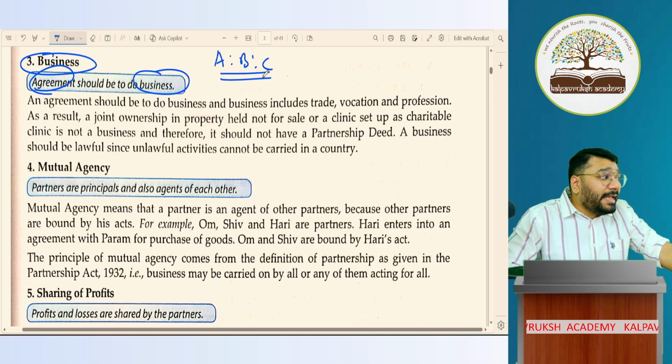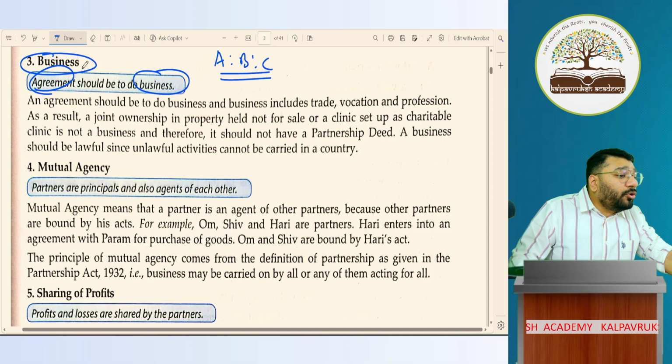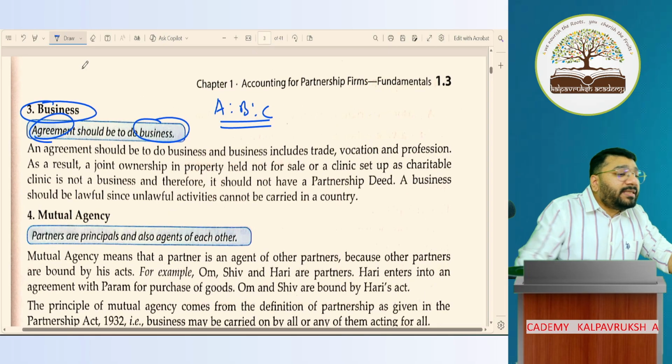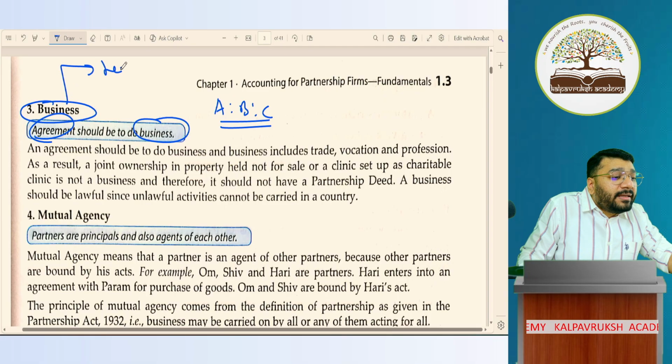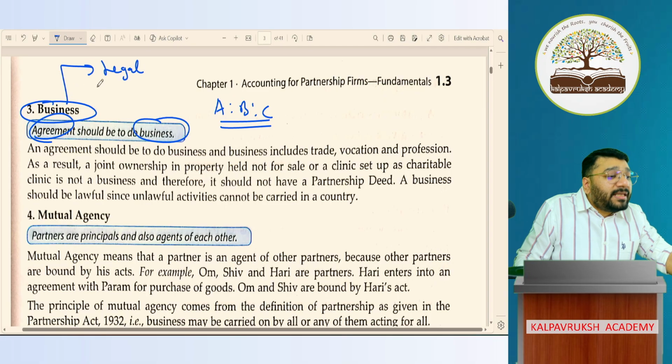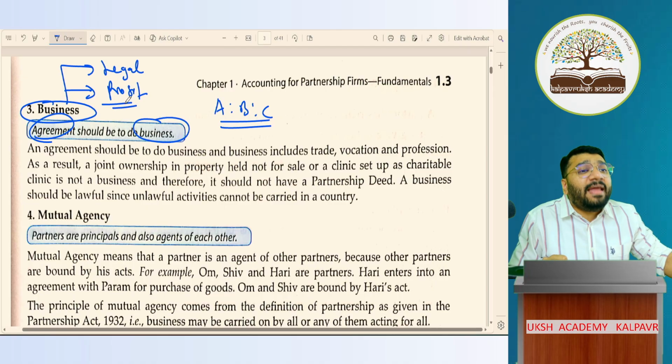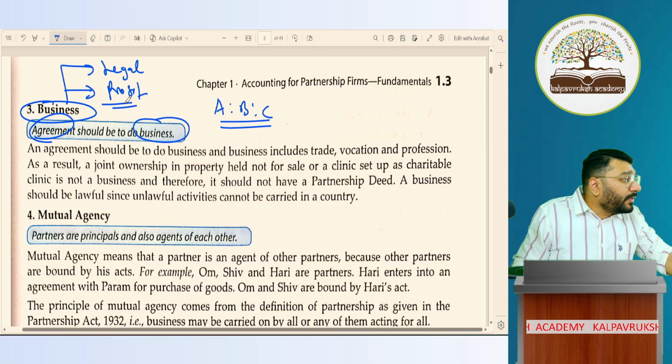Smuggling is not legal in India. So when we are talking about business here, we are talking about 2 things: business to be done, which should be legal, and business to be done with the intention to make profit. These are the 2 points that have been emphasized in this particular point.